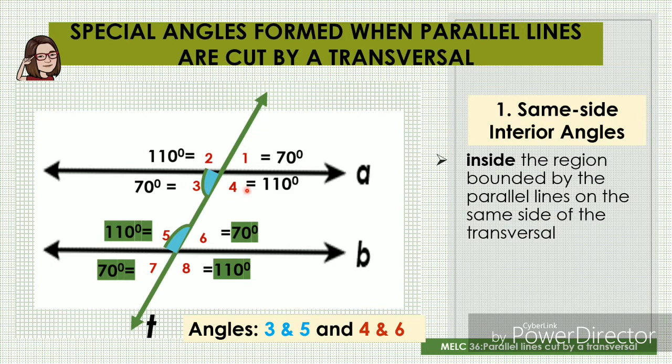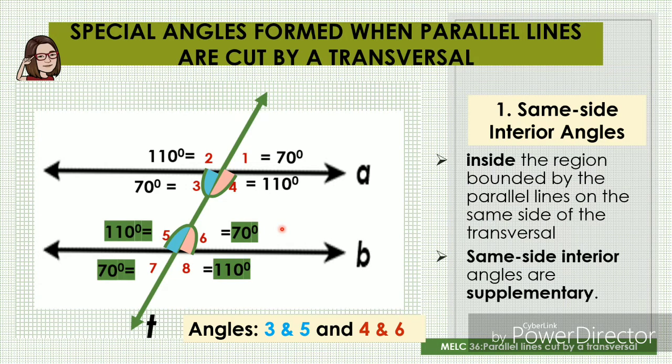Another pair is 4 and 6. So, parehas naman silang nasa right side. Kaya, same side, interior. Tapos, parehas nasa loob. Do you follow? Let's now focus on their measurements. Sa 3 and 5, ang measure ay 70 at 110. Sa pair ng 4 and 6, 110 and 70 ang measurement. So, what can you say about their measurement? They are supplementary. Ang total ay 180 degrees.